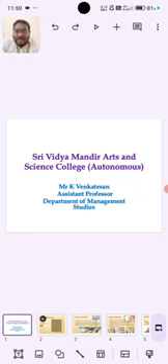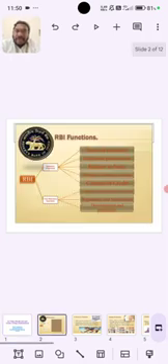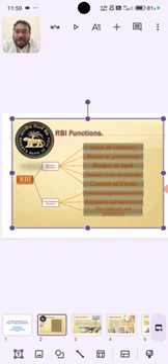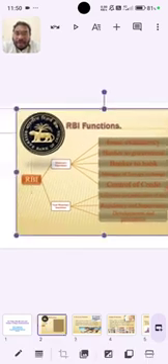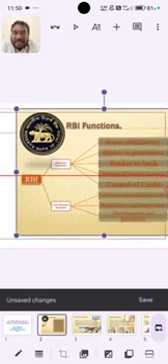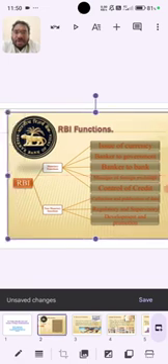Today we will see the topic of RBI, the Reserve Bank of India, and the functions of the Reserve Bank of India. The RBI, Reserve Bank of India, is also called the Central Bank of India. The main functions of RBI are monetary functions, and the second is non-monetary functions.